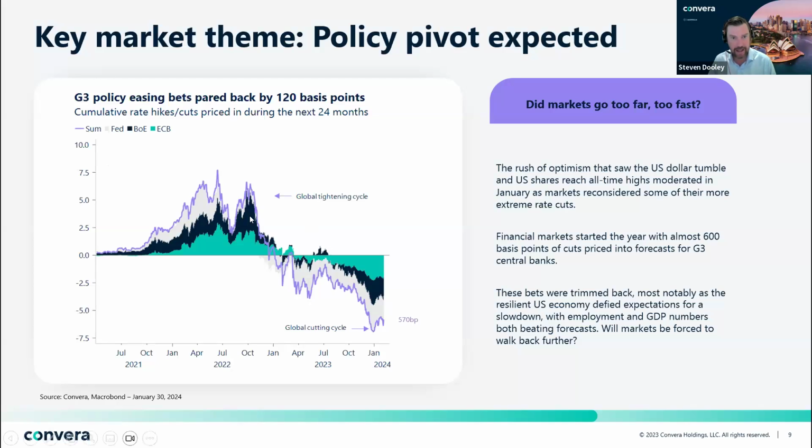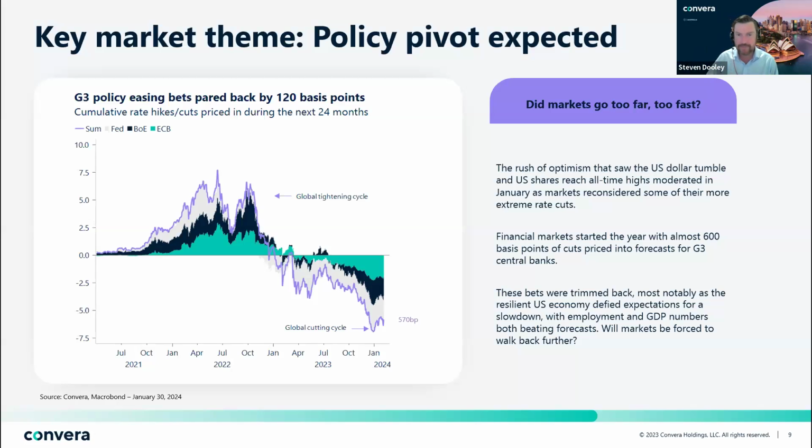Have a look here. In the middle of 2022, markets were looking for around about 750 points of hikes from the Fed, from the Bank of England, and from the ECB. Now they're looking for around 600 basis points of cuts from the Fed, from the Bank of England, and from the ECB. So this is the starting off point for the year, and how those expectations change will be how the moves in FX markets develop this year.